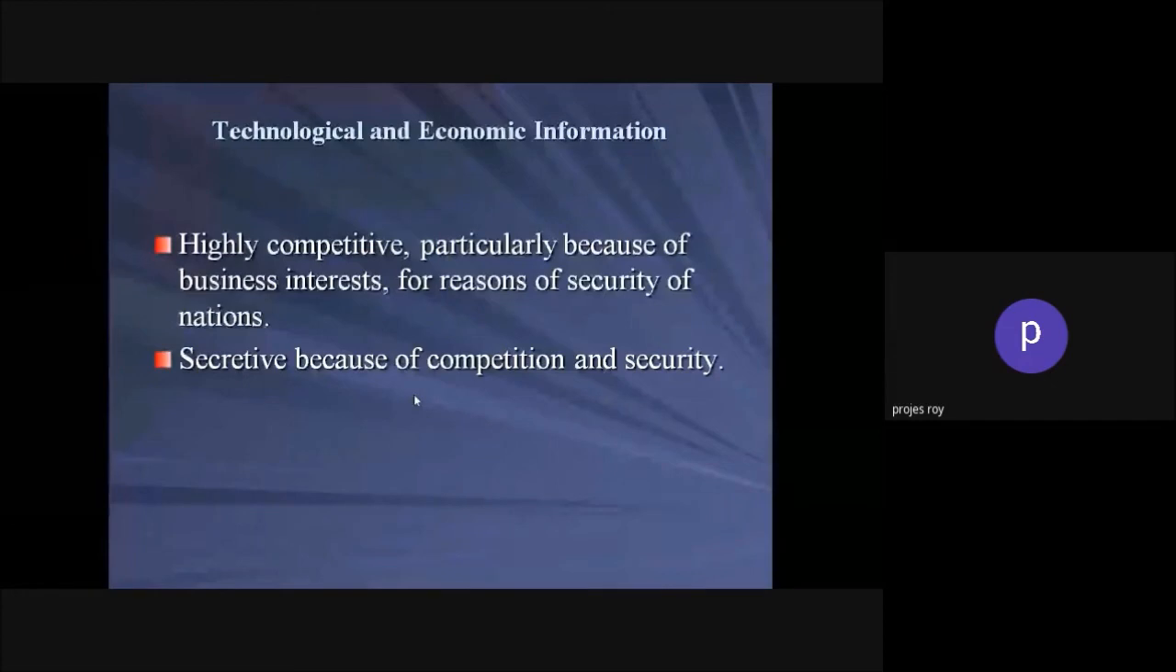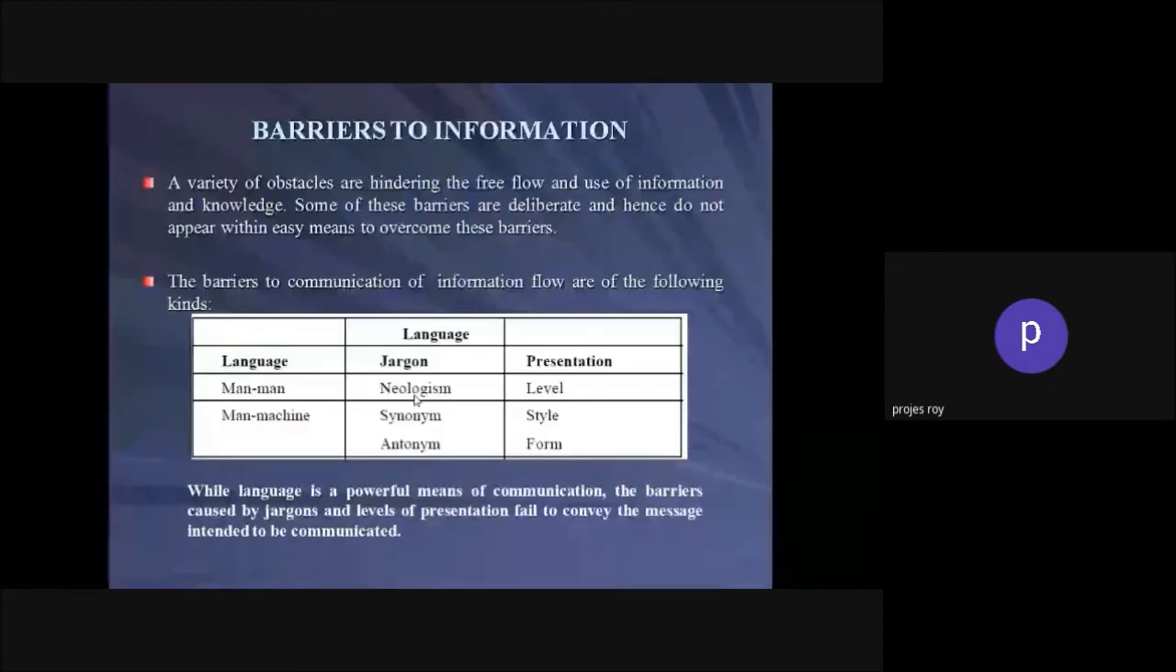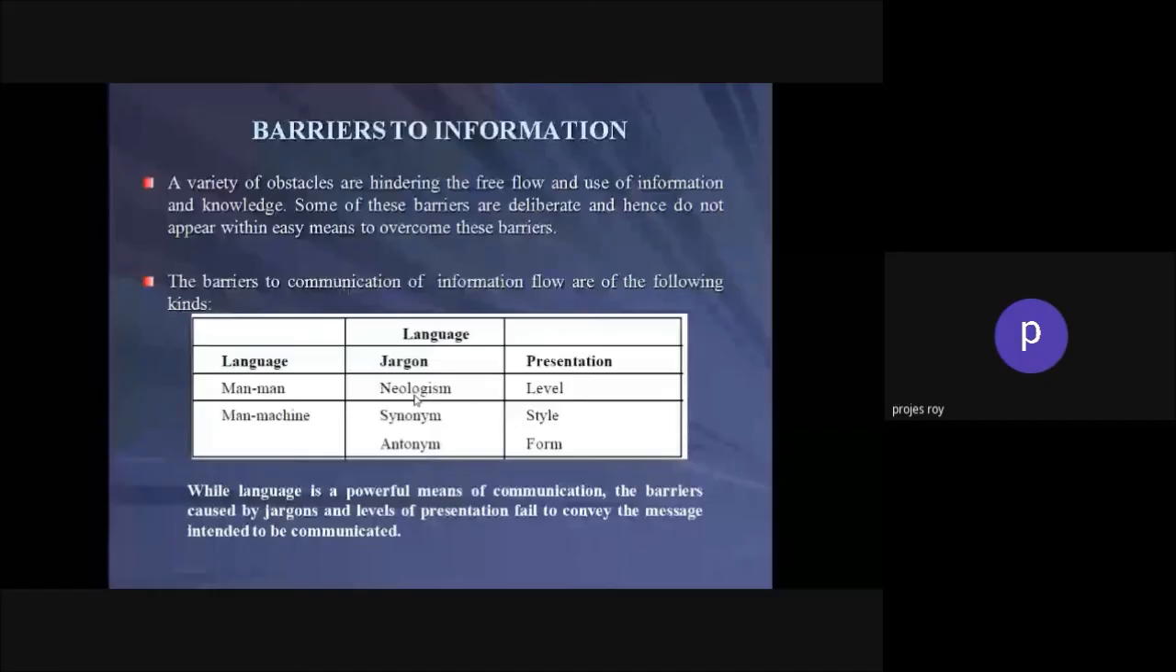Now here, where exactly is the barrier of information? There are many barriers of information, because it is flowing, coming from one place to another place, and it is always spreading. So there are barriers. The basic barriers are man to man, because of communicating to each other, neologism. Then man to machine, synonyms and antonyms. Then level and style and form.